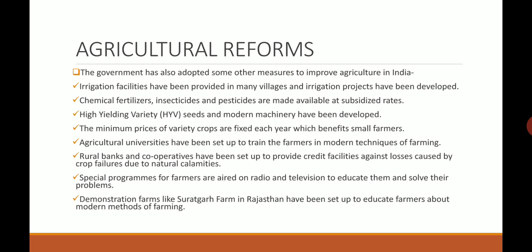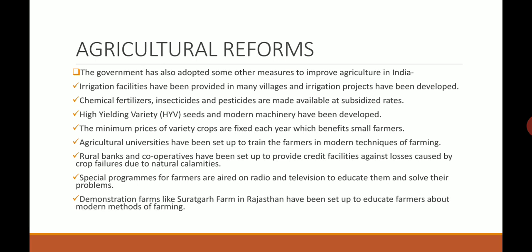Irrigation facility has been provided to many villages either via river, via canal, or via pump set. Chemical fertilizer, insecticide, and pesticide are made available to the farmers at a very cheap or subsidized rate. High yielding variety HYV seeds are provided, and modern machinery has been developed from time to time. The minimum prices of various crops are fixed each year by the government so as to give benefits to the farmers. The minimum prices, which we call in Hindi न्यूनतम समर्थन मूल्य.